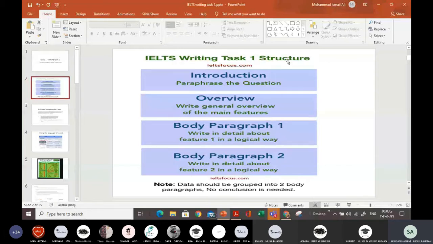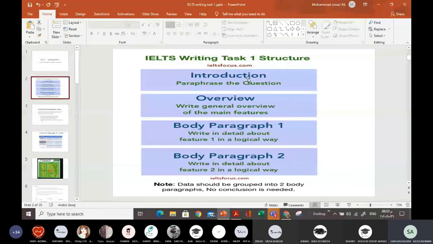How to write task 1. Look here, how many paragraphs do you need in order to write task 1? Introduction, overview, and paragraph 1, paragraph 2. And I want to tell you, we are going to put the overview at the end, after paragraph 1 and after paragraph 2. So overview means here the conclusion.